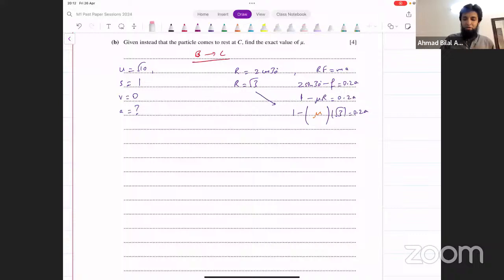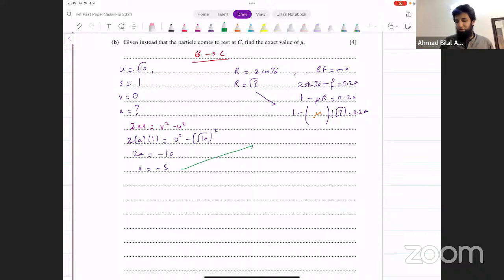2as equals v squared minus u squared. This is the same equation that we used here as well. 2 into a into s, which is 1, equals v squared, which is 0 squared, minus u squared, which is √10 whole squared. What does that give us? 2a equals minus 10 and a equals minus 5. So now we know that the value of acceleration is negative 5.